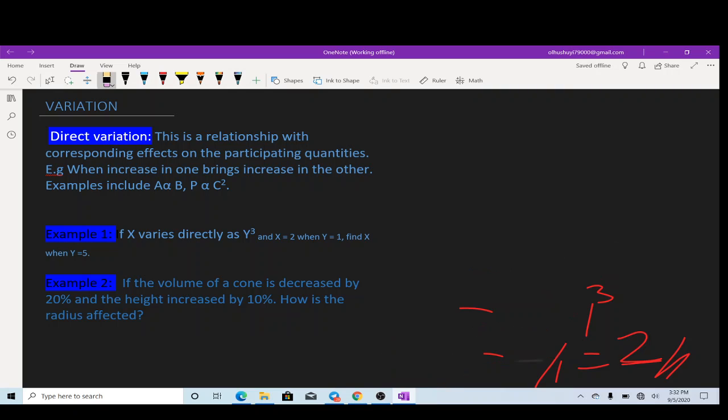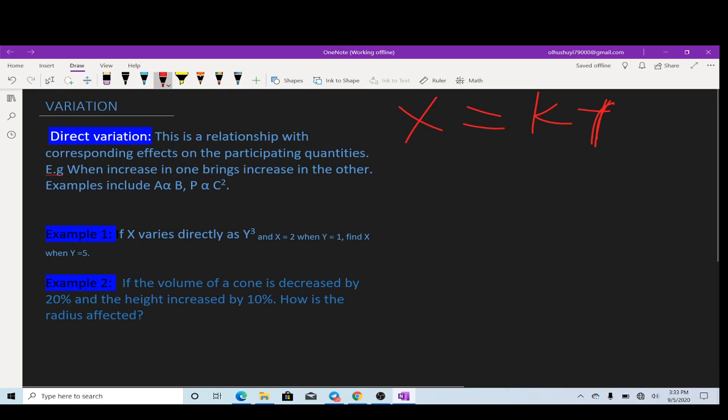Constant means something that does not change. So there are other questions under this very example 1, and we keep using the constant to be 2. The question now says, find X. We know before that X is equal to K Y cubed. So X will be equal to 2 times, what is our Y now? Our Y is 5, raised to power 3. Y cubed is not 5, it's Y that is 5. So Y raised to power 3.